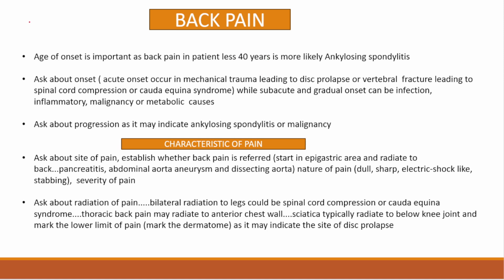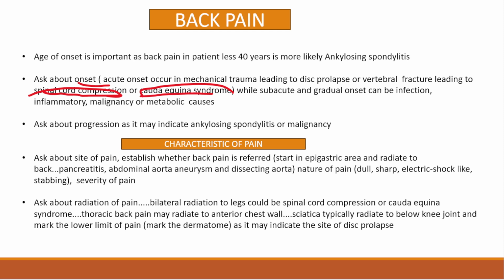Then we will ask as usual about the onset of the pain. If it is acute onset of the pain, keep in mind disc prolapse, spinal cord compression, and Cauda equina syndrome. In spinal cord compression, you will get upper motor neuron signs in the lower limb, while in Cauda equina syndrome, you will get lower motor neuron signs in the lower limb. So with acute onset, always suspect disc prolapse, spinal cord compression, or Cauda equina syndrome, which can occur because of disc prolapse or vertebral fracture. So keep that in mind.